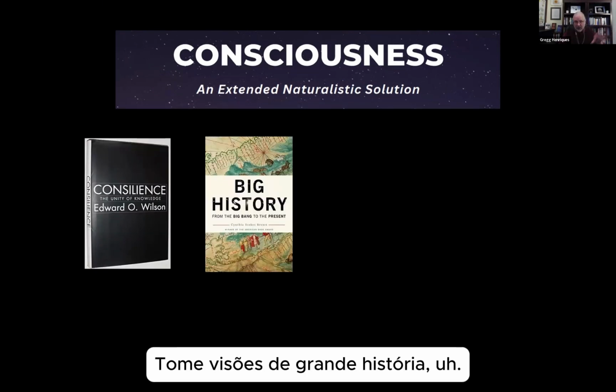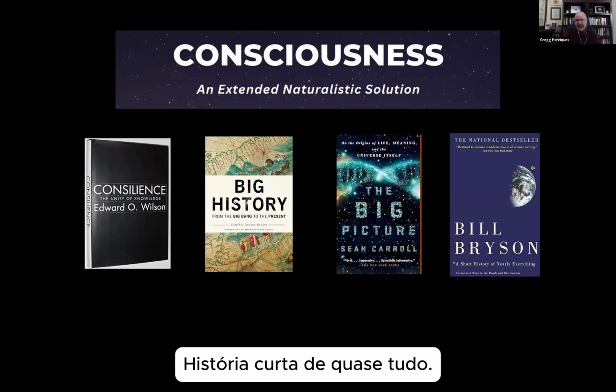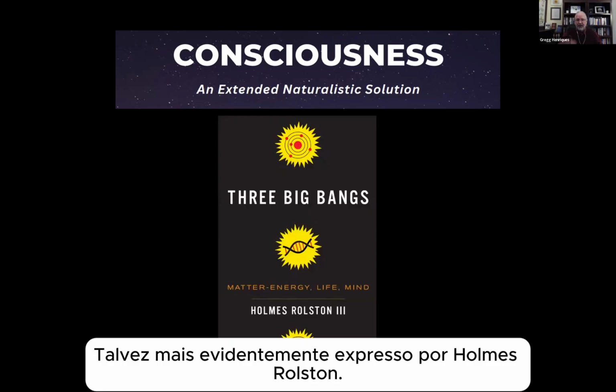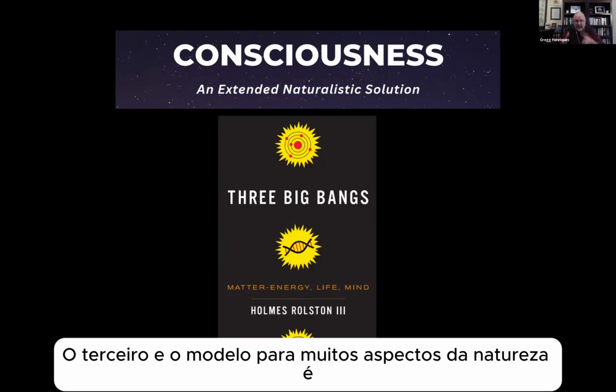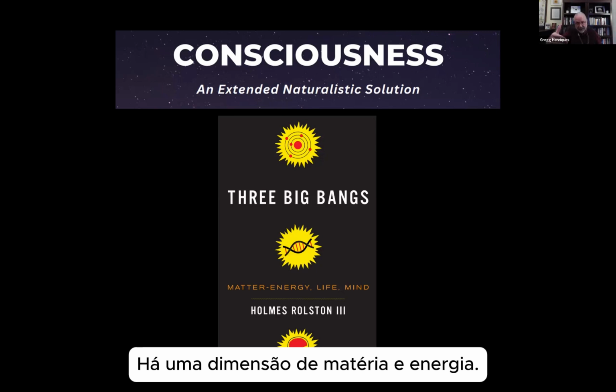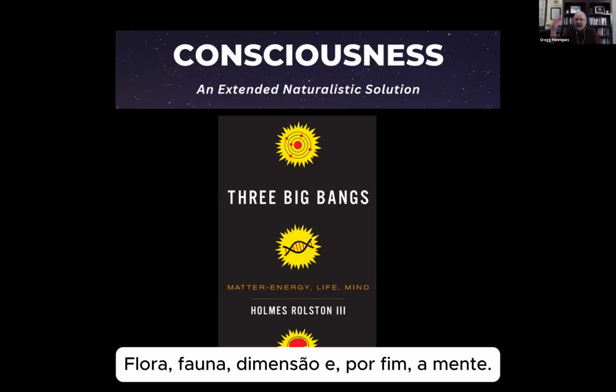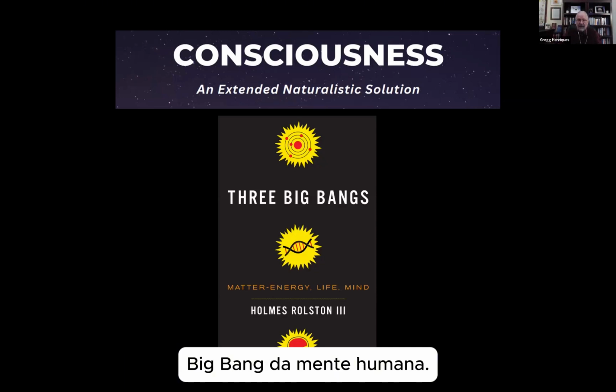Take big history views, the big picture view from Sean Carroll, Bill Bryson's A Short History of Nearly Anything, and a whole bunch of other things, perhaps most obviously articulated by Holmes Rolston III. The model for many of nature is just three big bangs, and this consolidates it. There's one, a matter-energy dimension, then a life, biology, flora, fauna dimension, and then finally the human mind's Big Bang.